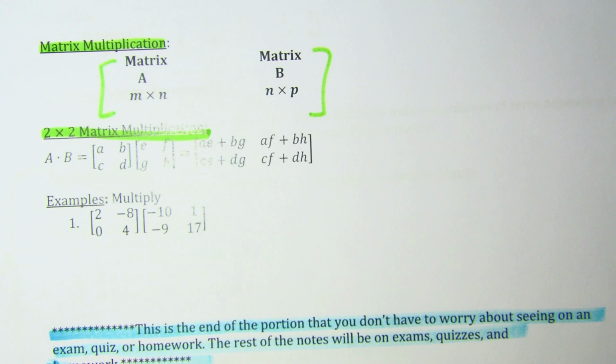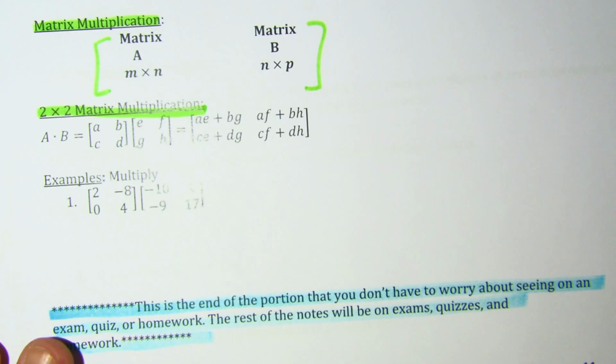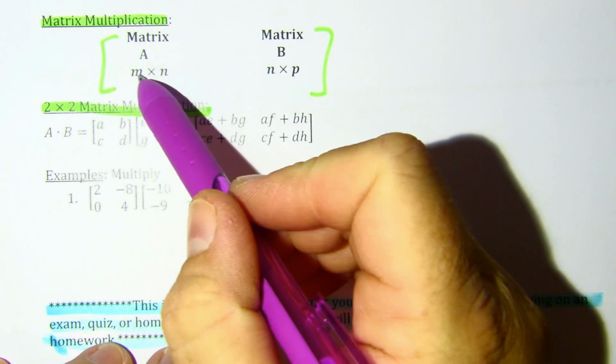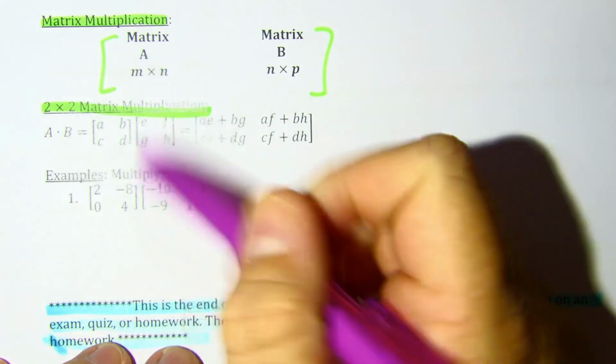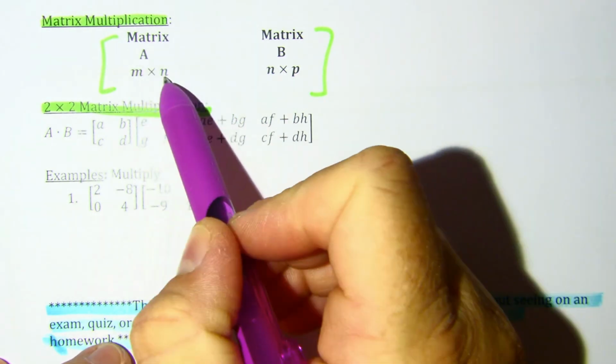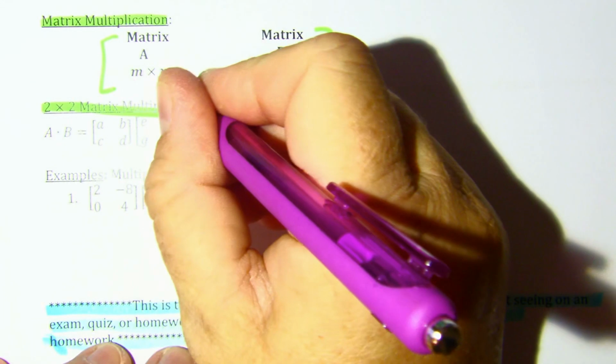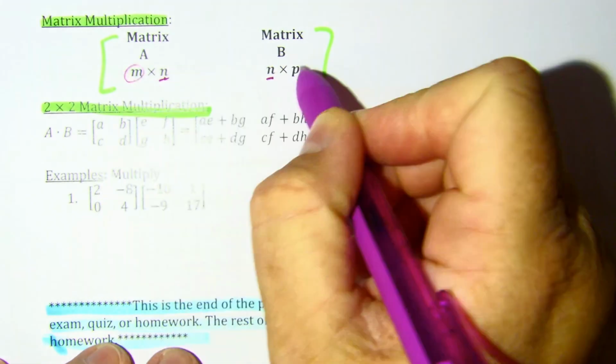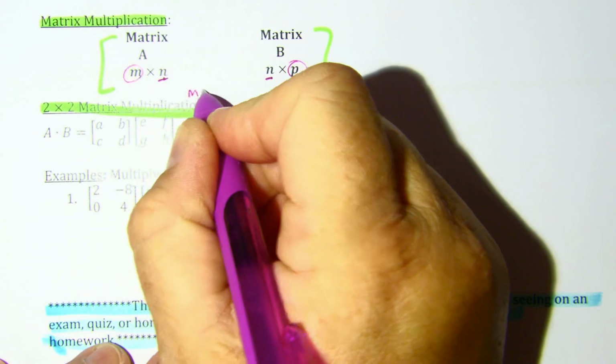The last thing that I'm going to show you that you will not see on a quiz or an exam is matrix multiplication. Now, you can only multiply two matrices if they have specific dimensions. So, m times n is the number of rows and the number of columns. The number of columns has to be equal to the number of rows in the second matrix in order to be able to multiply them, and then your answer will be equal to the dimensions on the outside, m by p.